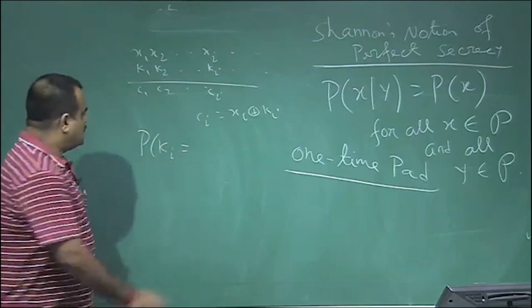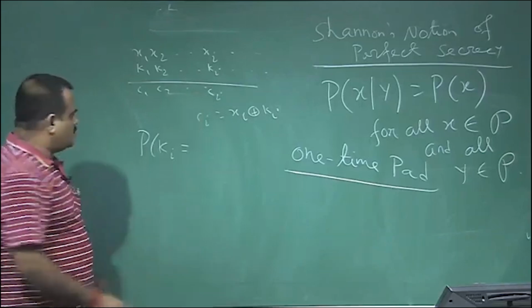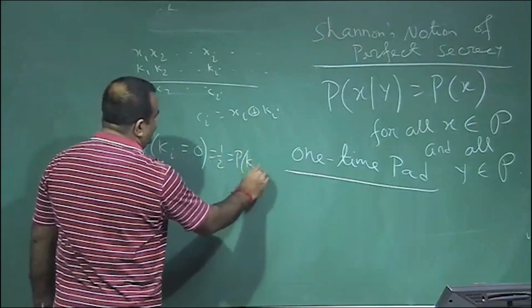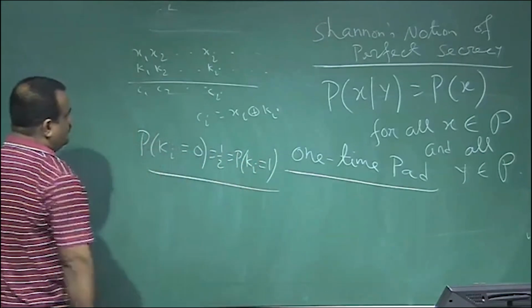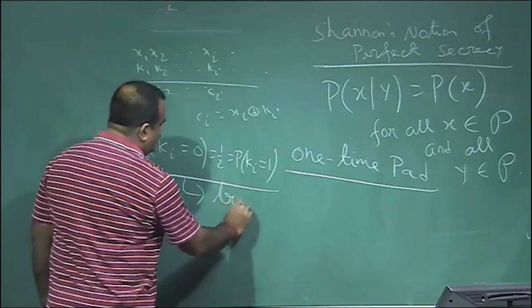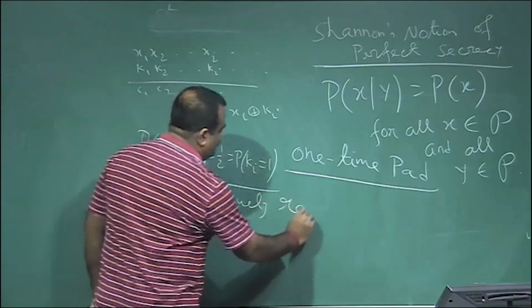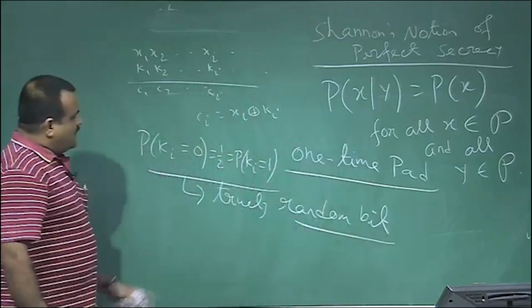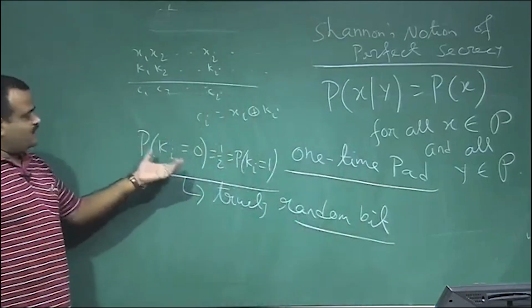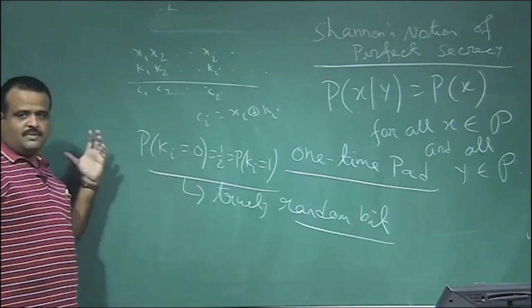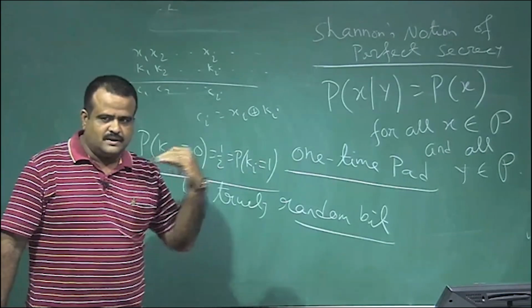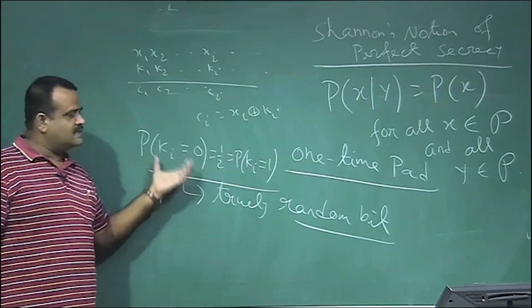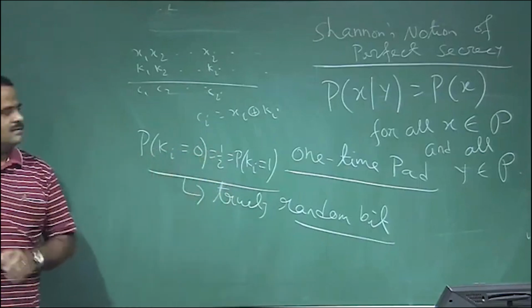Truly random bits means, since Kis are binary bits, they could be 0 or 1. If the probability of Ki being 0 is half, the same as the probability of Ki being 1, then it is called a truly random bit. And then we will see if our Ki satisfies this truly random bit sequence. If we have a truly random bit sequence, then we can achieve the Shannon notion of perfect secrecy, and then that stream cipher is called a one time pad.